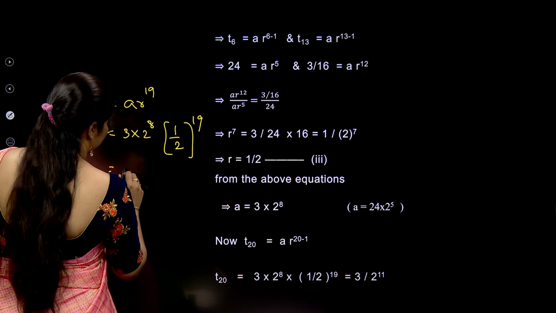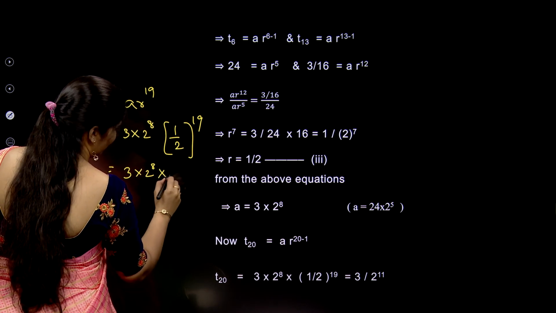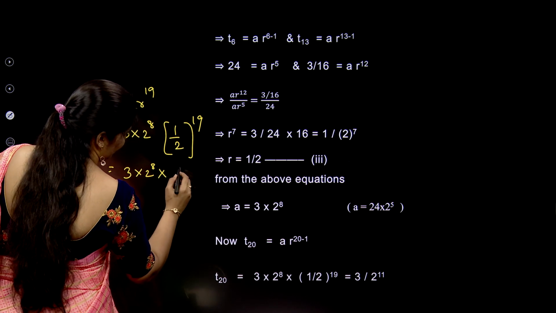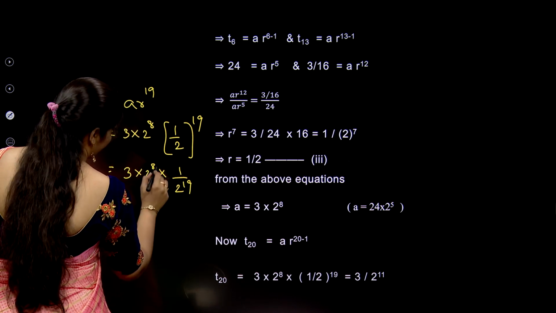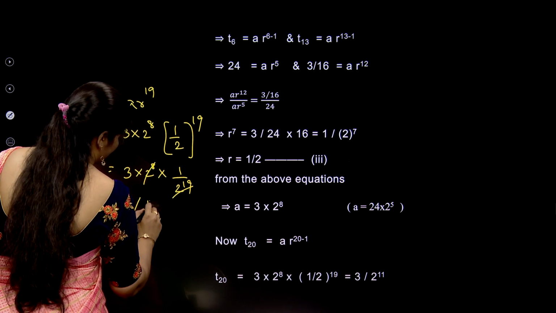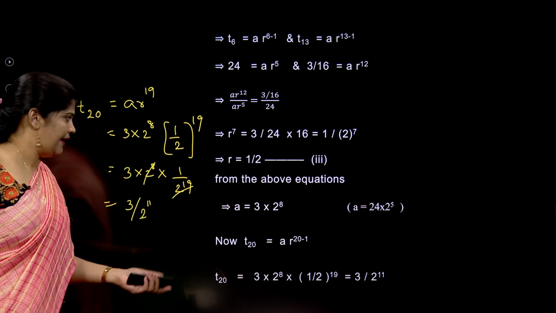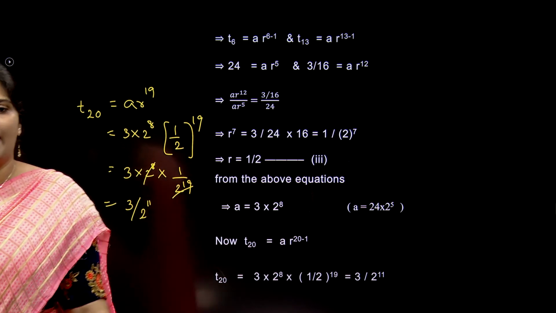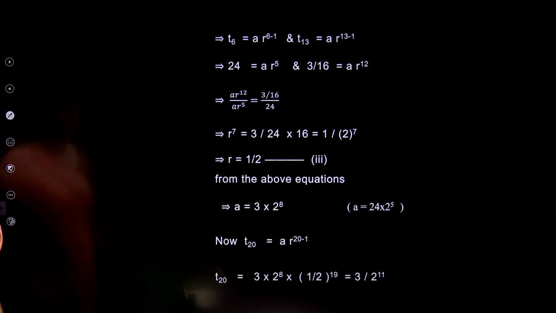After simplifying this equation, 3 into 2 power 8 into 1 by 2 power 19. So now 3 by 2 power 8 here gets cancelled, 2 power 11. So this is the value. Note down, children.